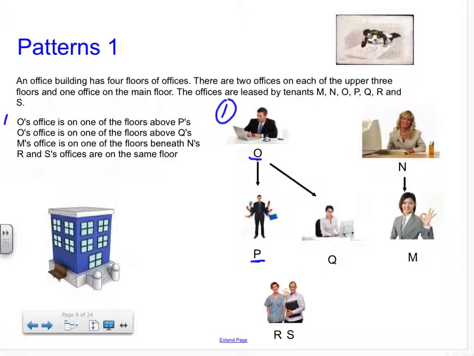Let's take a look at the second condition. O's office is on one of the floors above Q's. So again, we've conjoined the picture. This is the second condition right here. O's office is above Q's right here. So we know that O is above P and O is above Q.